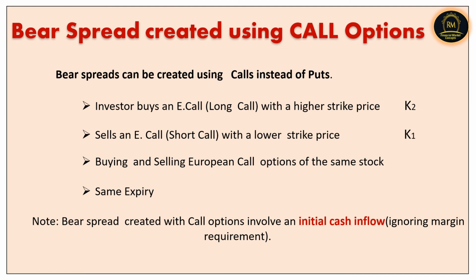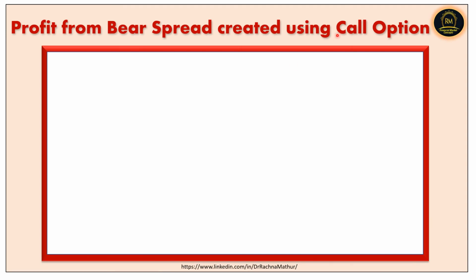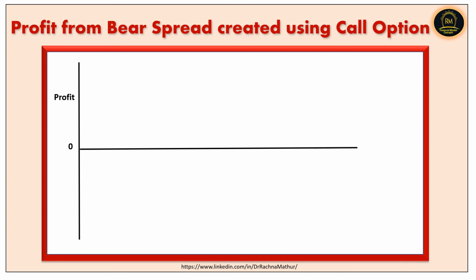The important point which you all must remember here is when you create a bear spread using calls, it involves an initial cash inflow, unlike the bear spread created using puts, where there was an initial cash outflow. Now we will see how call options are used to create a bear spread strategy with the help of this figure. This is the profit and loss axis and this is the stock price line moving from lower level to higher level at the time of expiry.